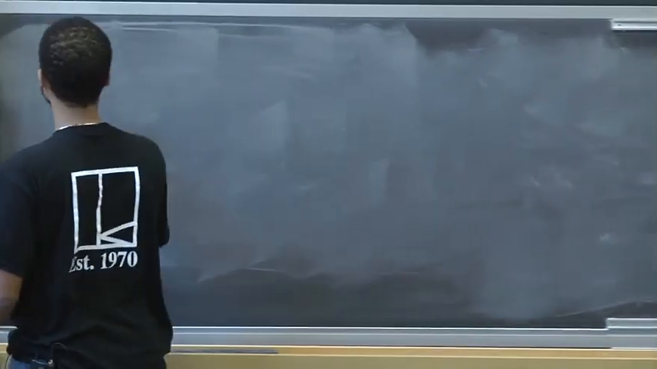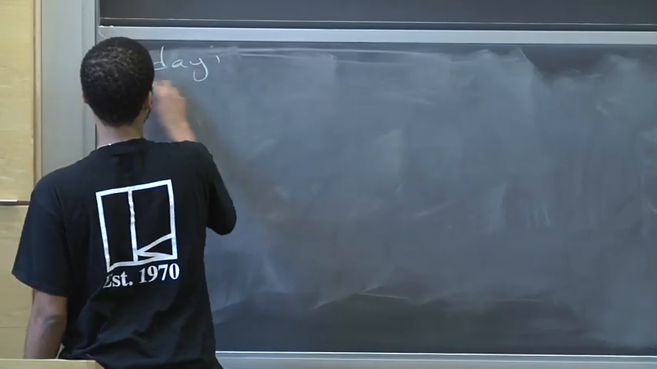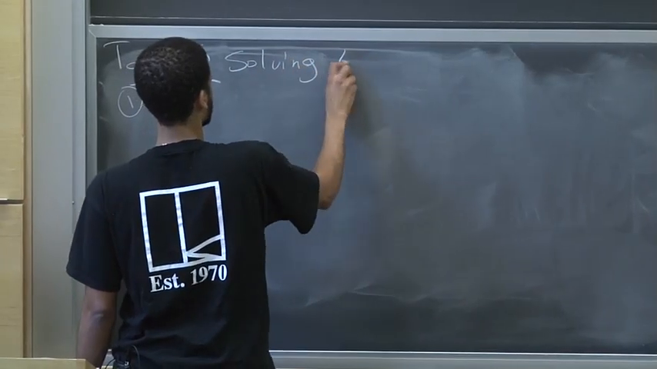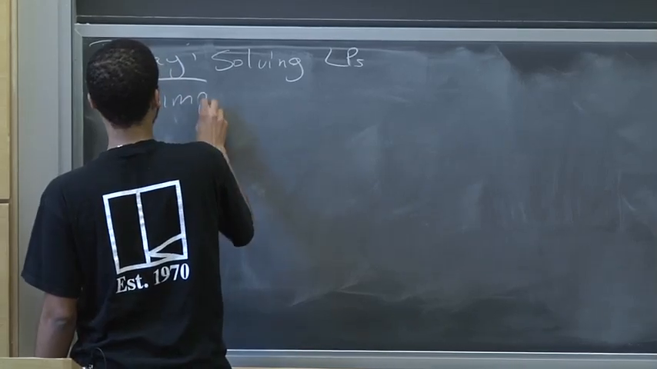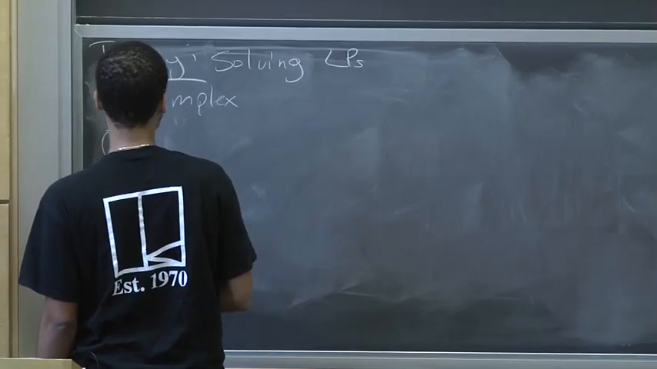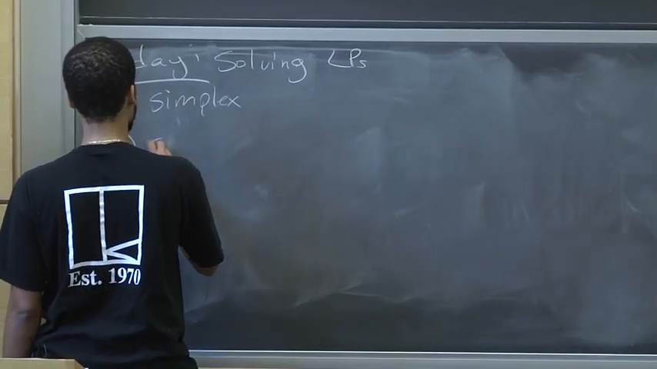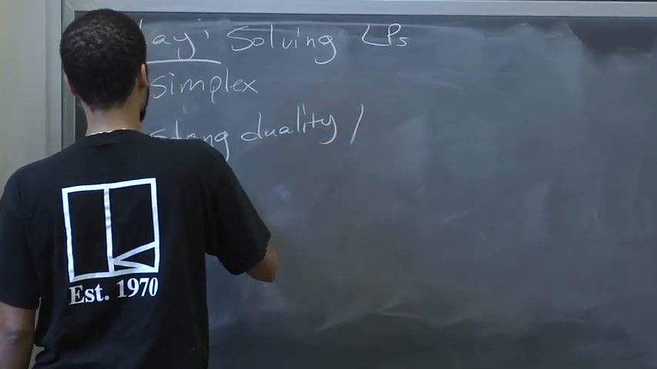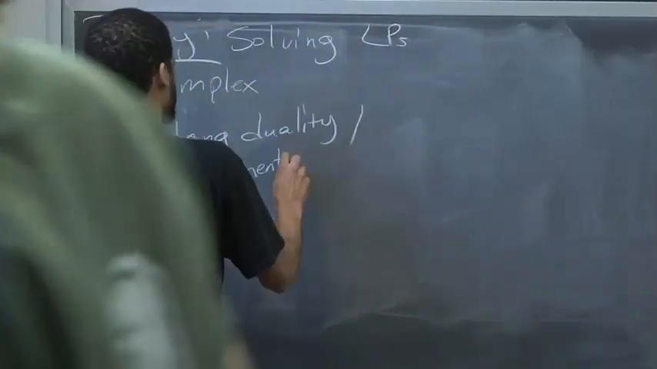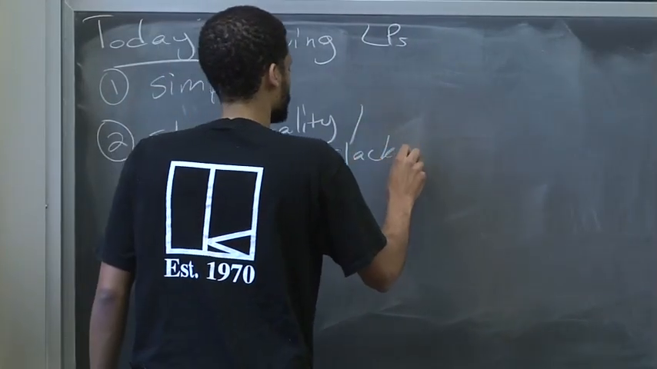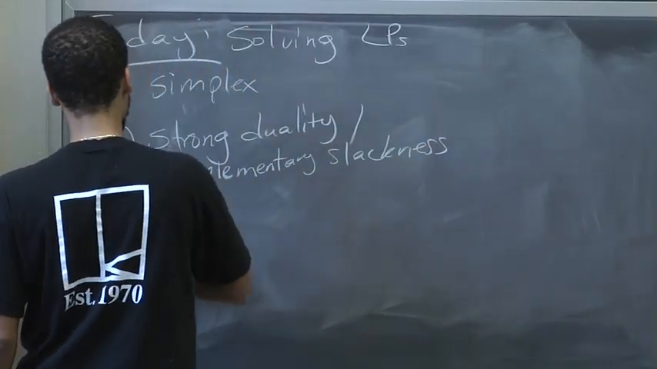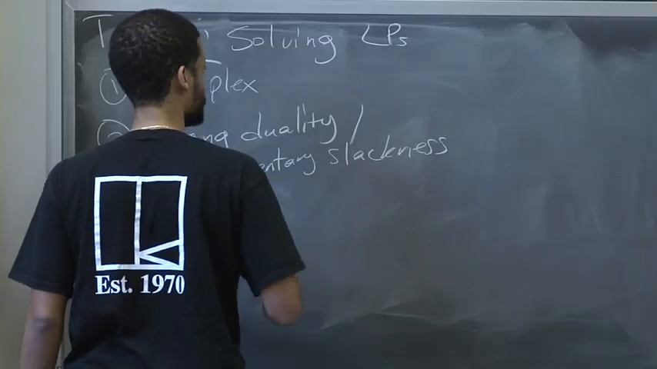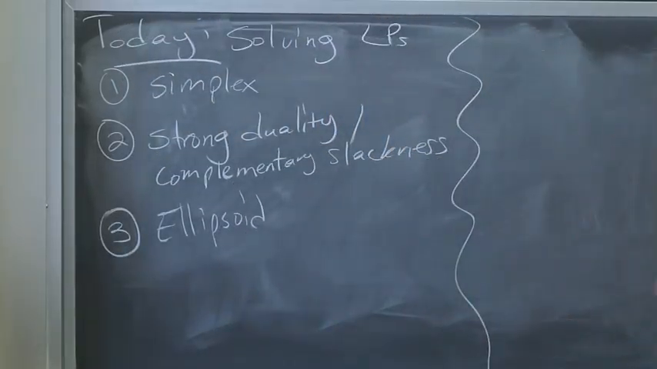So today is going to be about solving LPs. One is going to be the simplex algorithm, and two, we'll see, for example, certain things like strong duality and complementary slackness. And three, we'll see a little bit about ellipsoid, just what it is, or what it's roughly about.